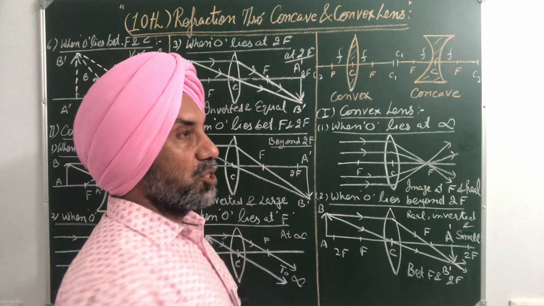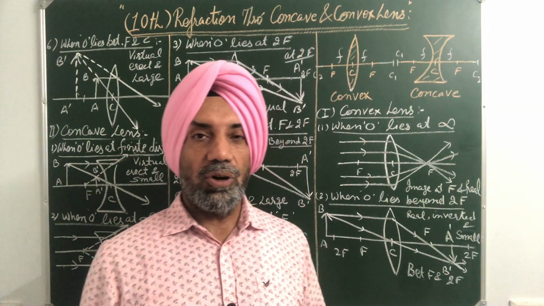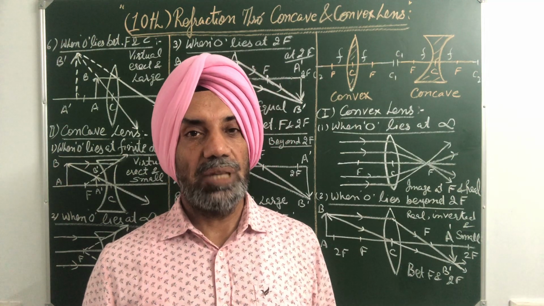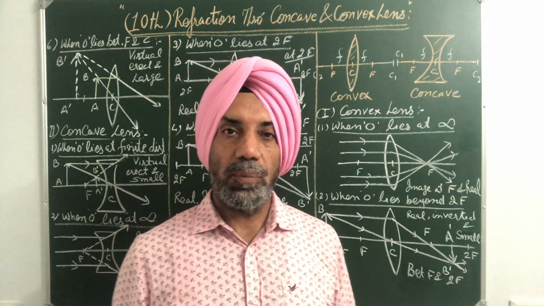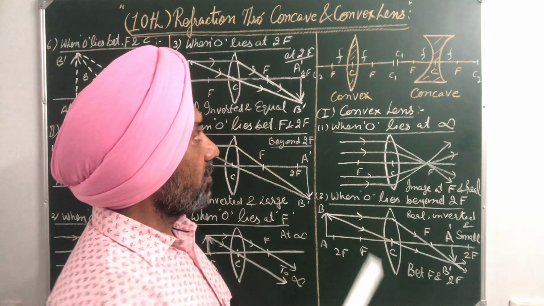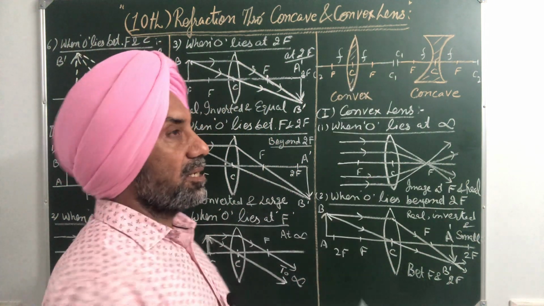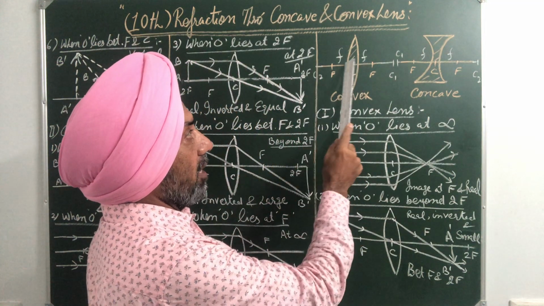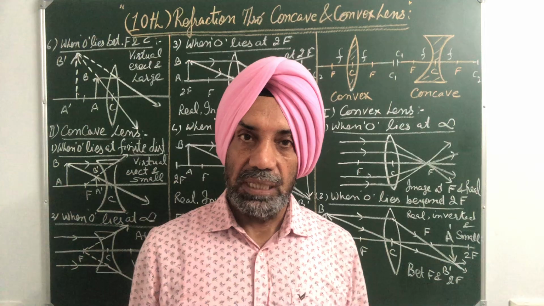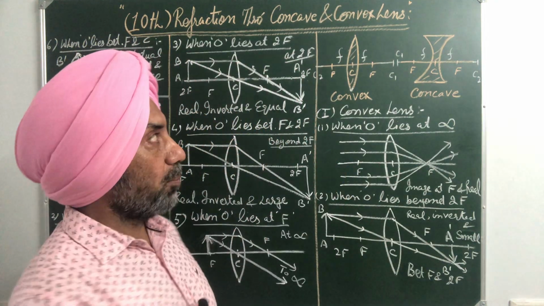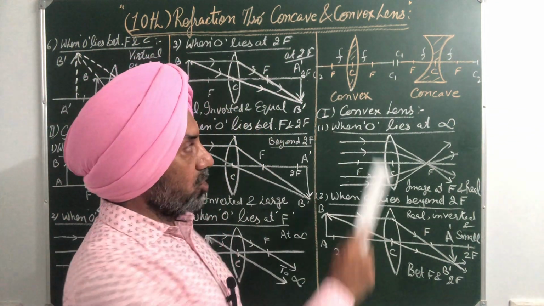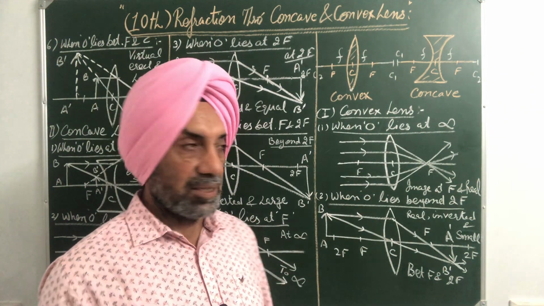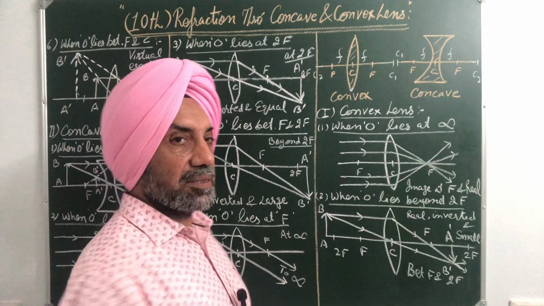Then there is principal focus. Principal focus is a point on the principal axis where the rays after refraction through the lens actually meet or appear to meet. This diameter of the lens is known as its linear aperture, and it has two radii of curvature R1 and R2. So these are some definitions of terms which are used in drawing ray diagrams of lenses. Now first we take convex lens.